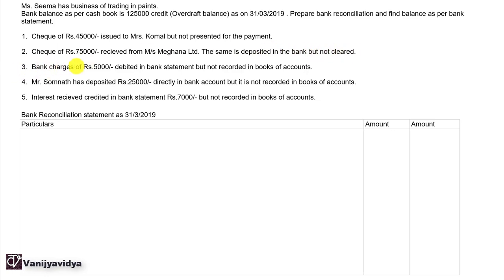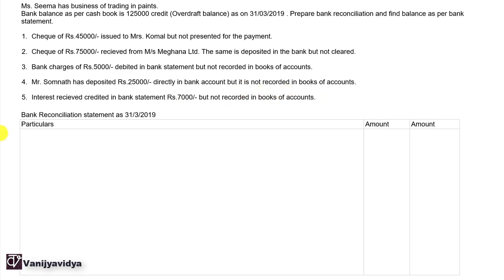Third, bank charges of rupees 5,000 debited in bank statement but not recorded in the books of accounts. Fourth, Mr. Somnath has deposited rupees 25,000 directly in the bank account but it is not recorded in the books of accounts. Fifth, interest received credited in bank statement rupees 7,000 but not recorded in the books of accounts.